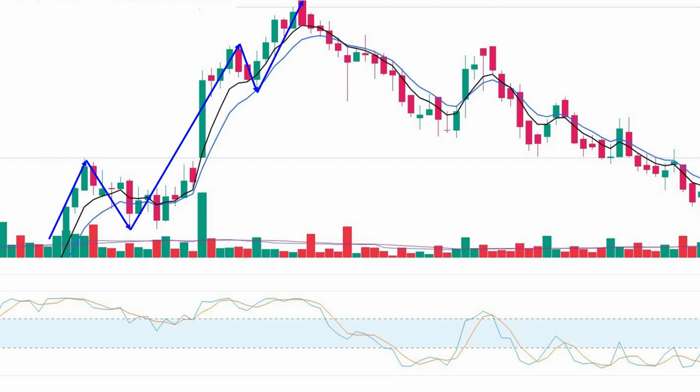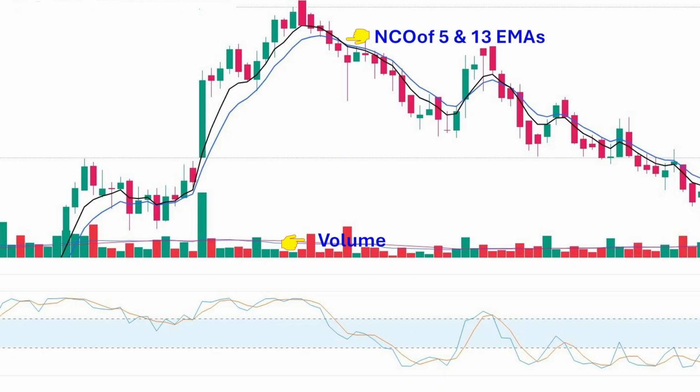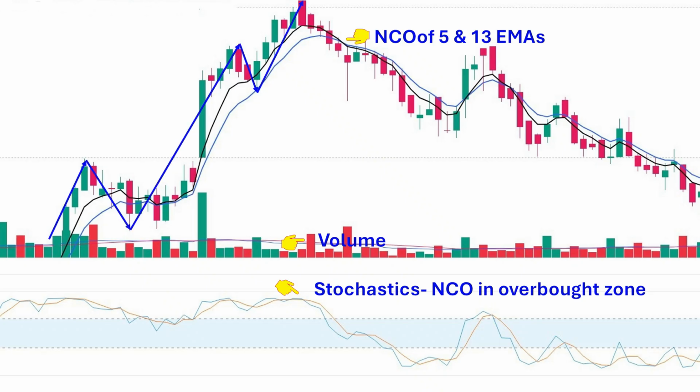Now, to strengthen the setup, let's add a few technical confirmations. First, volume. The second candle, the bearish one, should form with higher than average volume. This rise in volume confirms that sellers are actively participating and dominating the session. Next, look for a negative crossover between the 5 and 13 EMA. When the 5 EMA crosses below the 13 EMA, it signals a short-term momentum shift from bullish to bearish, adding more conviction to our reversal setup.